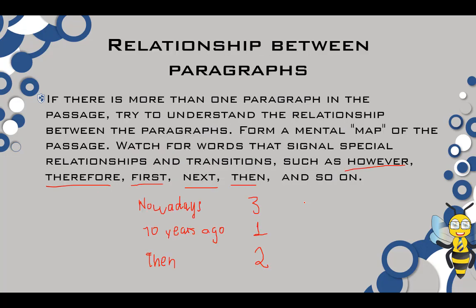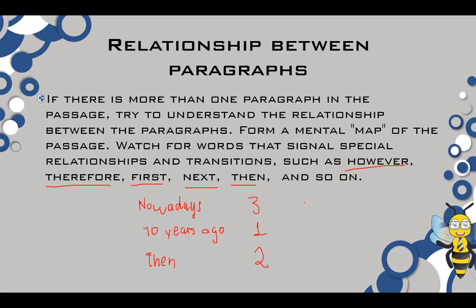Now, relationships between paragraphs. If there is more than one paragraph in the passage, try to understand the relationship between the paragraphs to form a mental map of the passage. Watch for words that signal special relationships and transitions, such as however, therefore, first, next, then, and so on. Also, read the numbers, years, or phrases like nowadays, 10 years ago, and then.